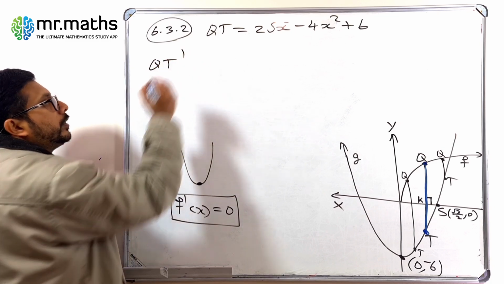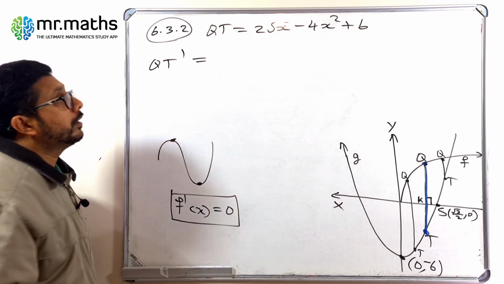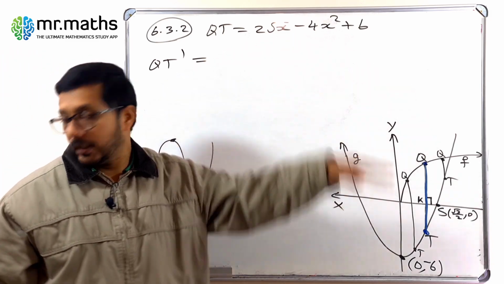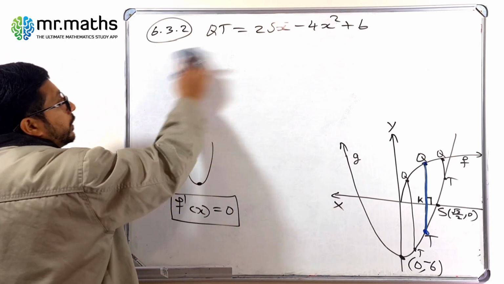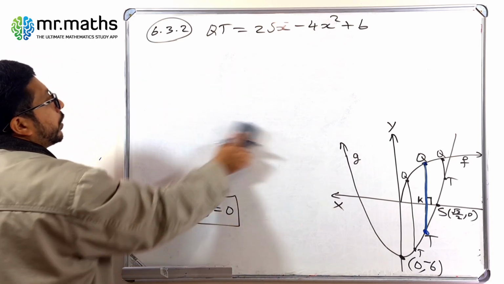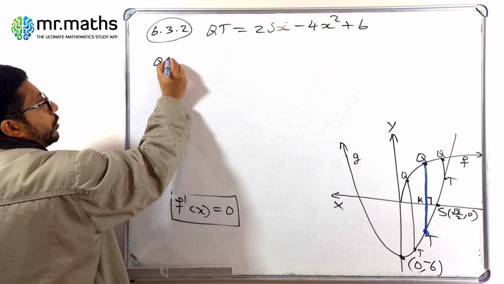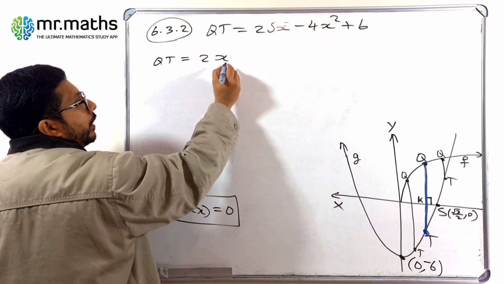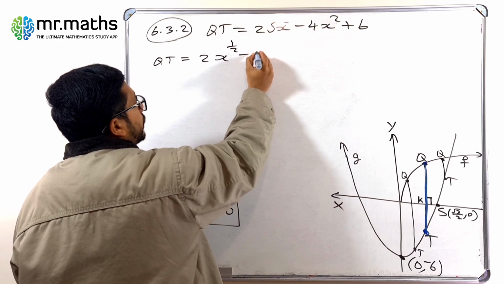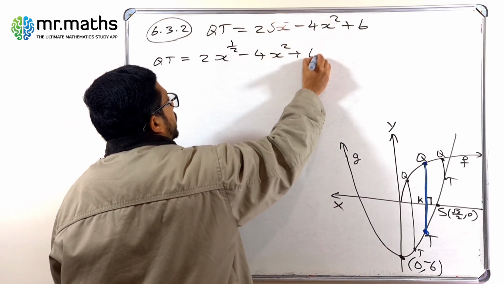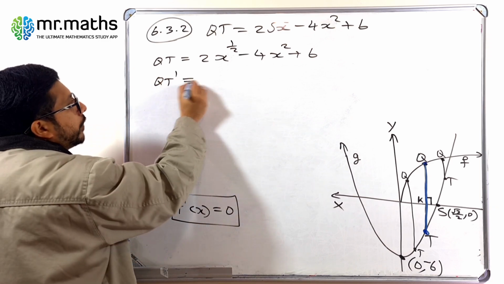So how can you write QT dash? That is the derivative form. Okay, root x. Before I find the derivative, I have to write that as an exponent. You remember the calculus section? So before I find the derivative, I have to write this root x as an exponent. So QT is equal to 2 root x, you know that it is x raised to half. Then only you can start deriving, 4x squared plus 6. So now I'm going to find the derivative QT dash. So what is the derivative?